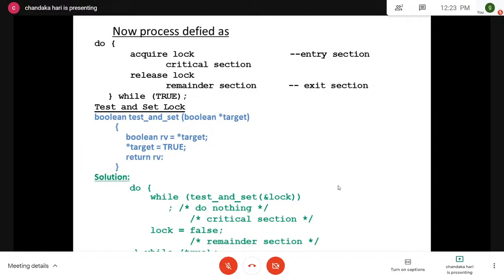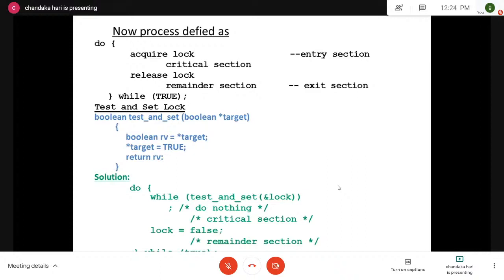Now I'm redefining the process as, first of all, acquire a lock on the data. Whatever data you are trying to access, first acquire a lock on it. Once the lock is obtained, the operating system has given you permission, and you are allowed to enter into the critical section. Once you have completed it, you have to release your lock. Releasing the lock is called the exit section. Coming to the next one, the remainder section can be executed any moment after. This is a simple process definition.